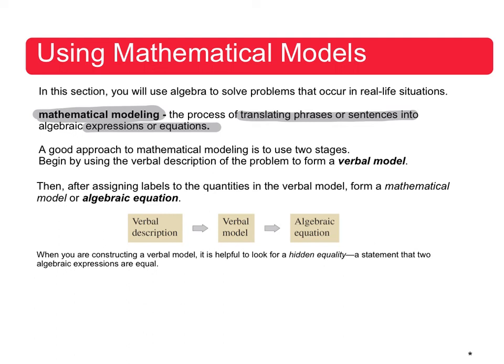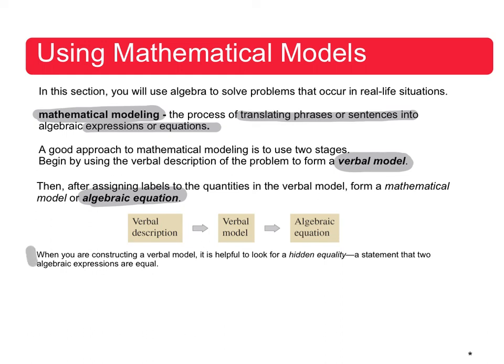A good approach to mathematical modeling is to use two stages by starting with a verbal model. A verbal model is just where you write out in words what it is you need to find. It's kind of like showing your thinking, putting your thought process down on paper, and then taking those words and applying the numbers and making that algebraic equation. We do this, but maybe not as explicitly as writing it all down. That's what we'll look at in these notes.